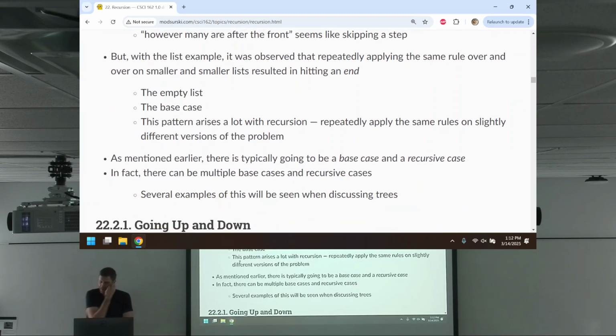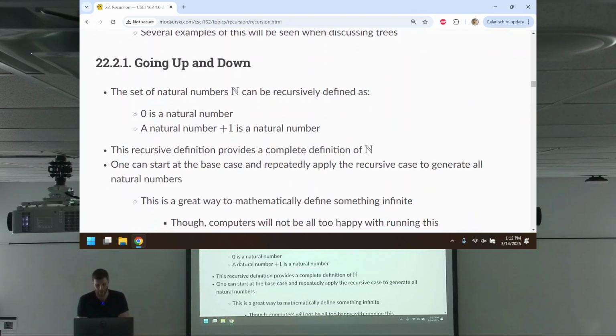All right. So with the list example, it was observed that repeatedly applying the same rule over and over to smaller versions of the same data, we hit an end, like the empty list, the base case. This pattern arises a lot in recursion: solve the same version of the problem, but a smaller one, a smaller one, until finally you get to an end where we trigger that base case. Going up and going down.